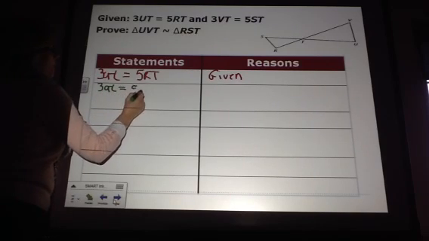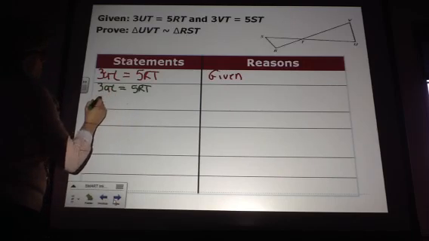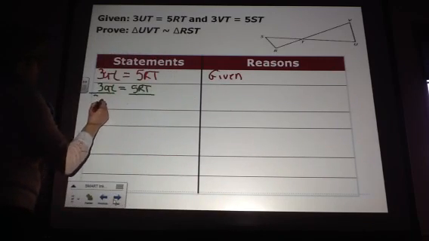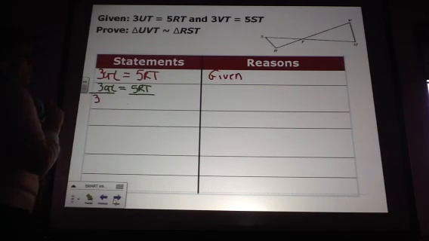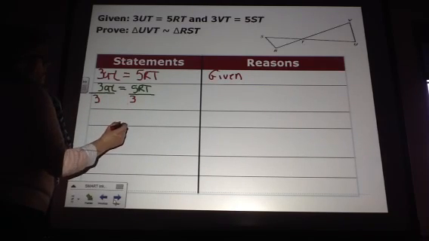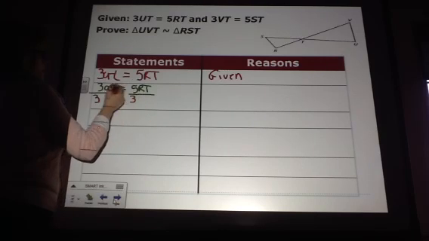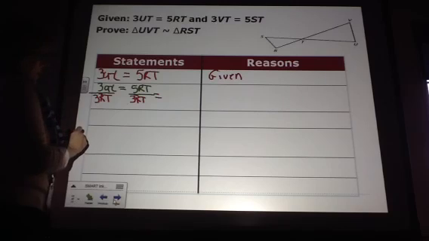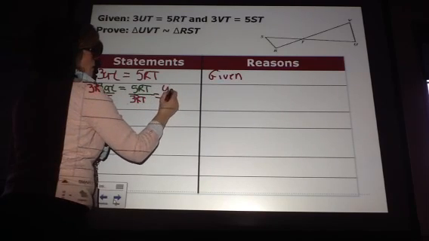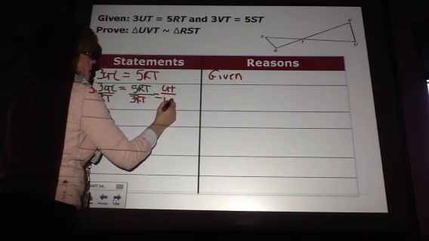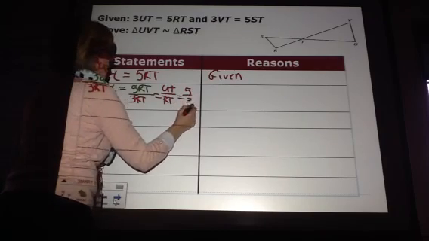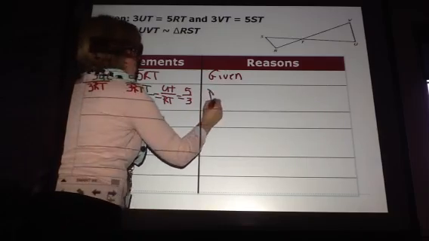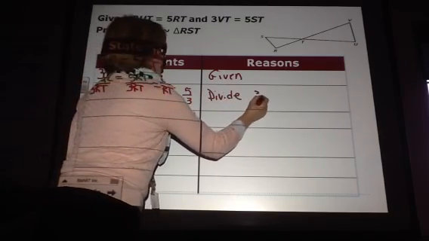Okay, so if I have 3UT equal to 5RT, I can divide this side by 3, and it will cancel out that 3. Divide this side by 3. But then I'm still going to have this RT. I need the RT over here, so let's divide by 3RT. And when you do that, you get UT over RT equals 5/3. And now I have my ratio. And the reason for this is you divide by 3RT.